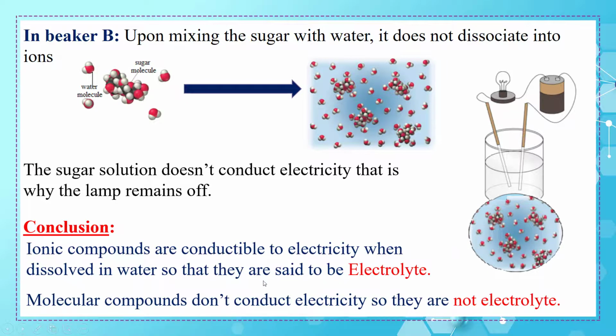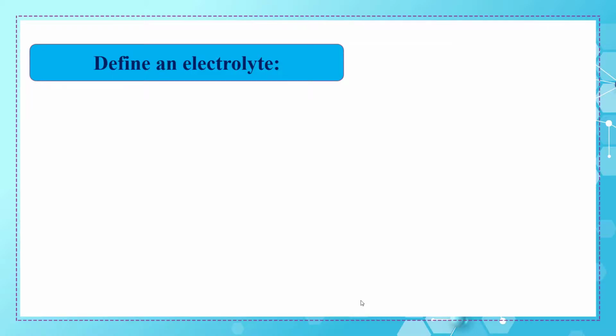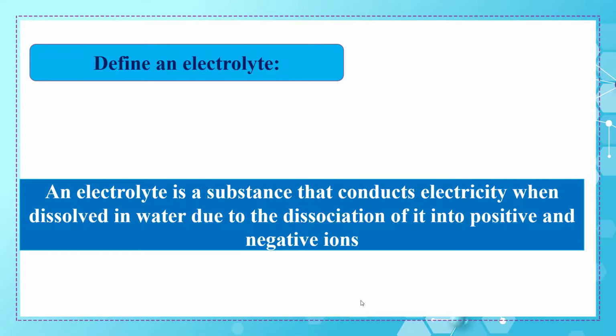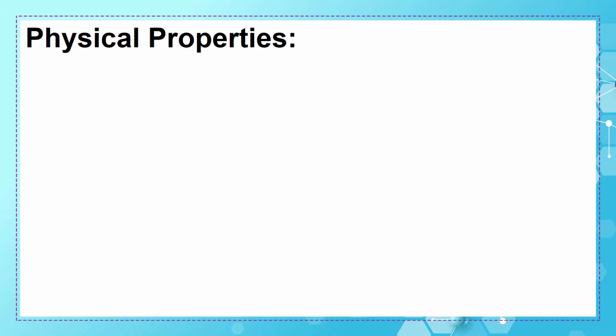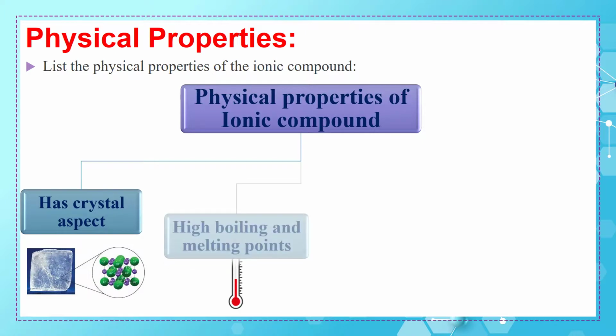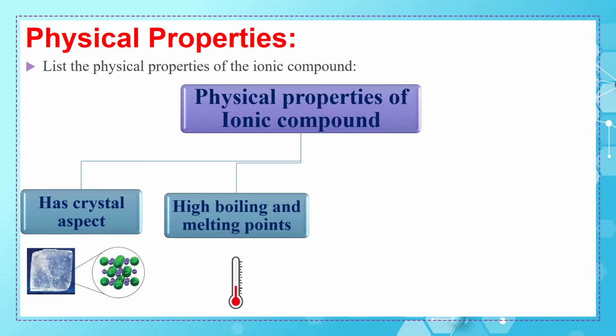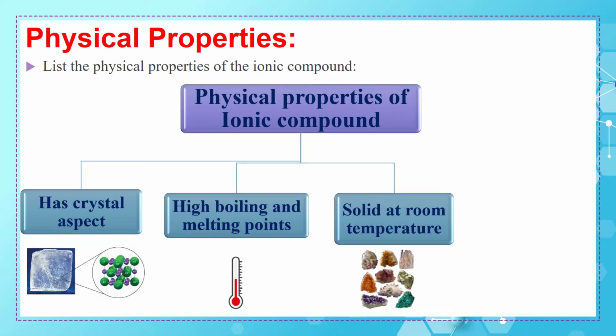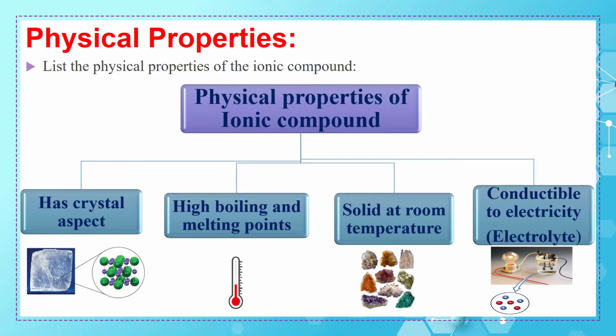Molecular compounds do not conduct electricity, so they are not electrolytes. So, who can define an electrolyte? An electrolyte is a substance that conducts electricity when dissolved in water, due to its dissociation into positive and negative ions. So let us list the physical properties of the ionic compound. They have a crystal aspect due to their combined units. They have high boiling and melting points. They are solid at room temperature. And finally, they conduct electricity, so they are said to be electrolytes. These physical properties, you are responsible to save and memorize them, guys.